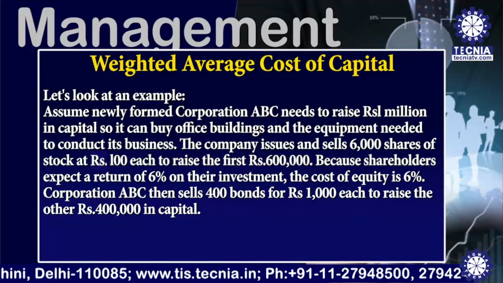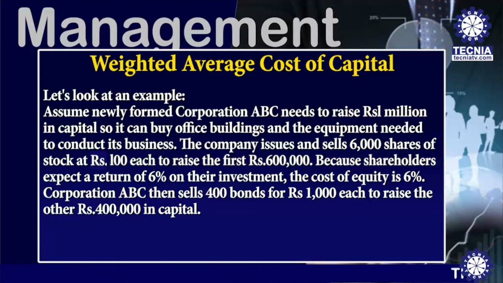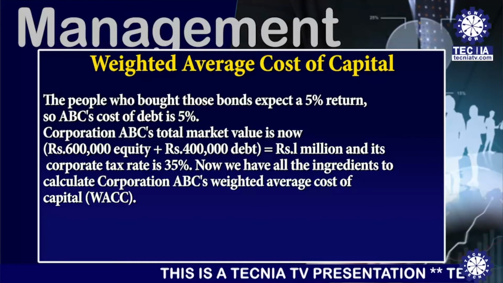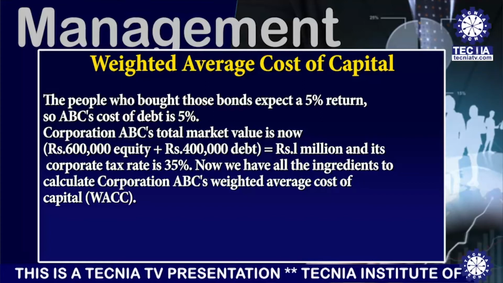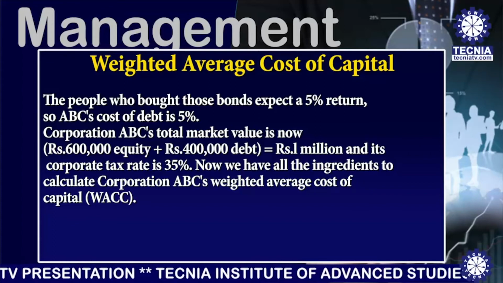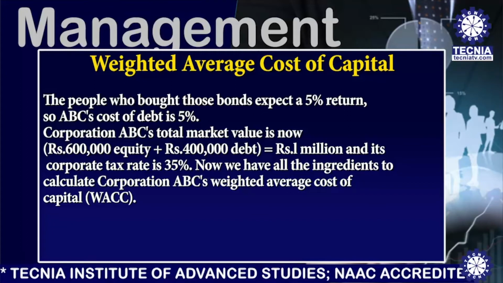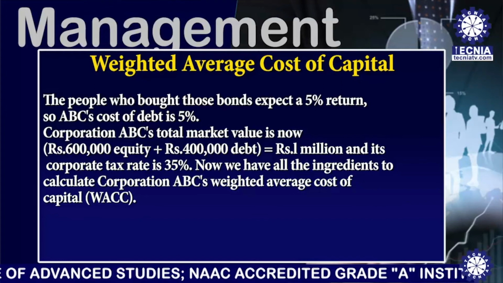Corporation ABC then sells 400 bonds for rupees 1000 each to raise the other 4 lakhs in capital. The people who bought those bonds expect a 5% return, so ABC's cost of debt is 5%. Corporation ABC's total market value is now 6 lakhs equity plus 4 lakhs debt, that is rupees 1 million, and its corporate tax rate is 35%.